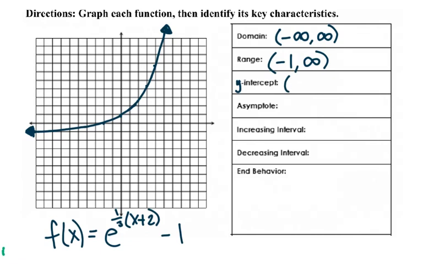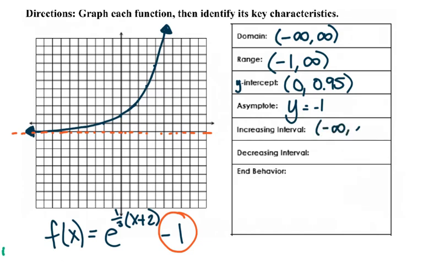The y-intercept, I'm going to round to 2 decimal places. Can't put that one as a fraction. The asymptote, remember, anytime there's a shift up or down, that's where your asymptote is. So my asymptote would be at y equals negative 1. So that means that there's an invisible line right here. The graph gets really close to it, it just doesn't touch it. This one is always increasing, which means it's never decreasing.